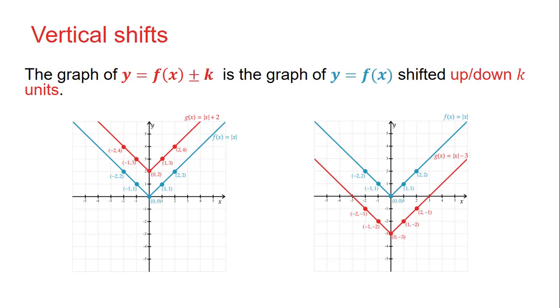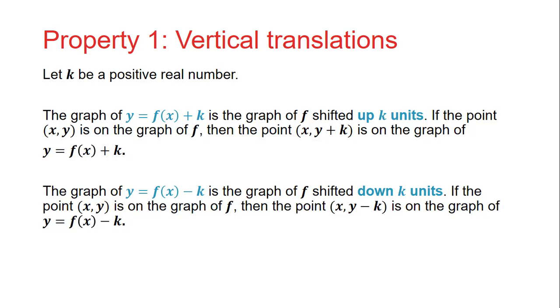So the graph of y equals f of x plus or minus k is the graph of y equals f of x shifted up or down k units. So this outside change is affecting the value of y, which is moving things up and down, right? The y is a vertical axis, so we get a vertical shift. So the first property is that of vertical translations. When k is a positive real number, the graph of y equals f of x plus k is a graph of f shifted up k units.